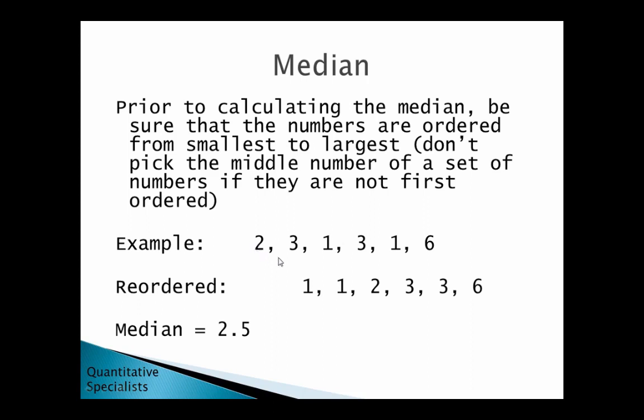So if we had the values 2, 3, 1, 3, 1, 6, and we just said, oh, there's 6 values here. Here's the 2 middle values, 1 and 3. I'll take the average of those 2 values, which would give me a 2, and I'd say the median was 2. Well, I would be wrong in this case, because the first thing we want to do is order these values. So notice I have 1, 1, 2, 3, 3, 6. So you see that down here where they're reordered. And now I see the 2 middle values are 2 and 3. So taking the average of those 2, we would have a median of 2.5.